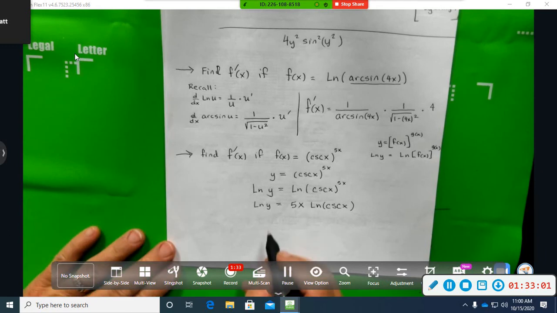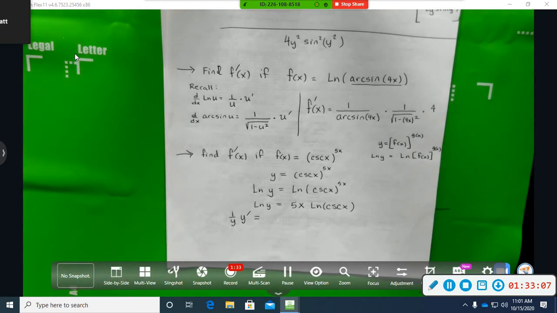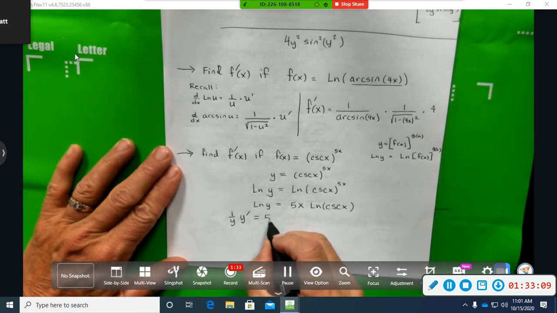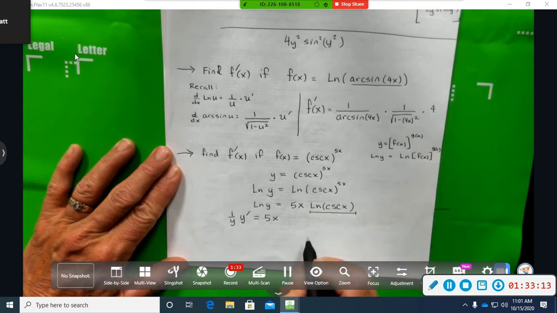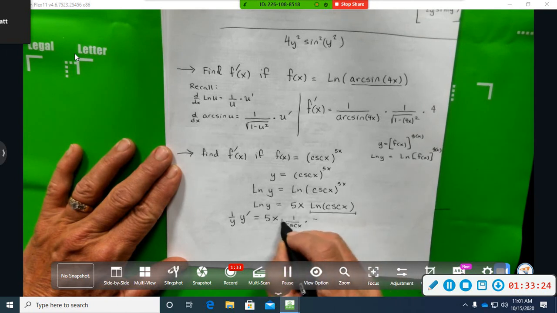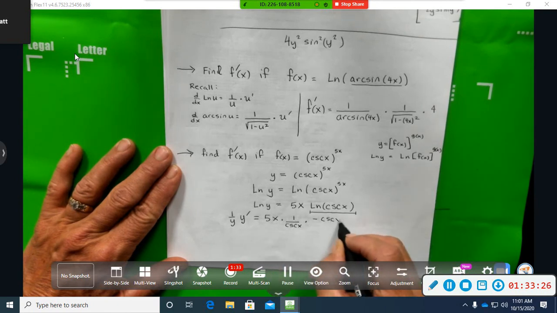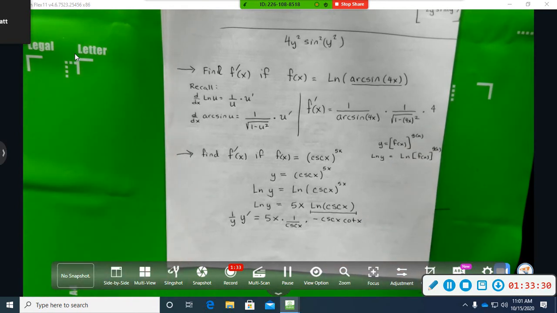All right, the derivative on the left-hand side is 1 over y times y prime, correct? The derivative on the right is with the product rule. So we have the first times the derivative of the second. The second is a logarithm. We saw a second ago the derivative of the log of something is 1 over that stuff, now times the derivative of the cosecant of x, which we said was negative cosecant of x cotangent of x. So we're halfway through there.